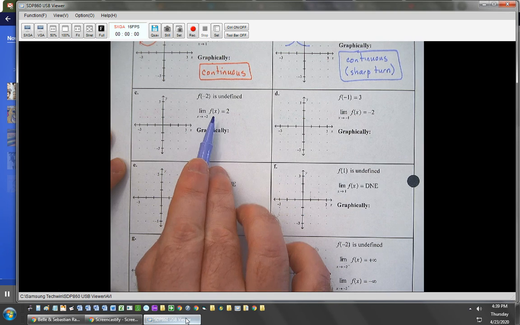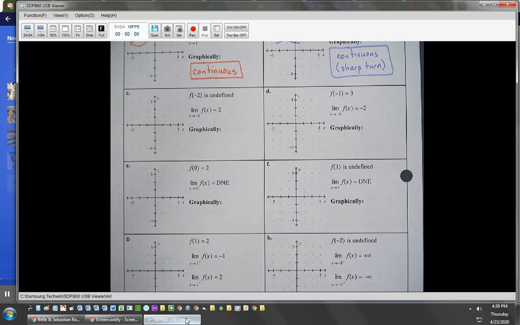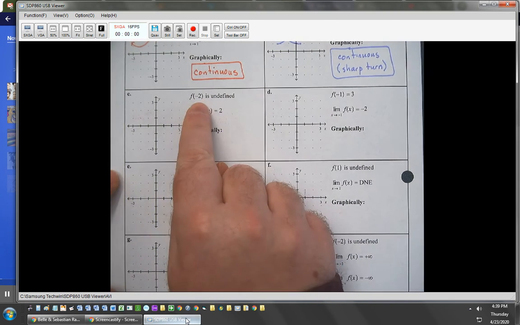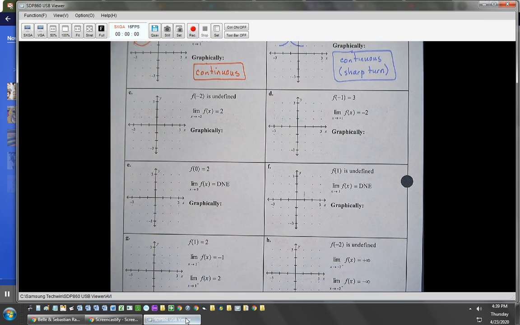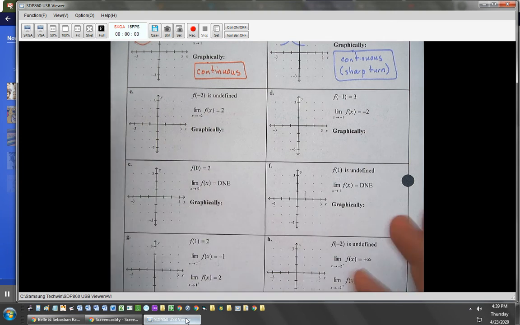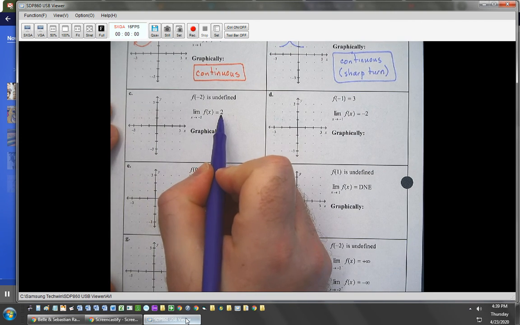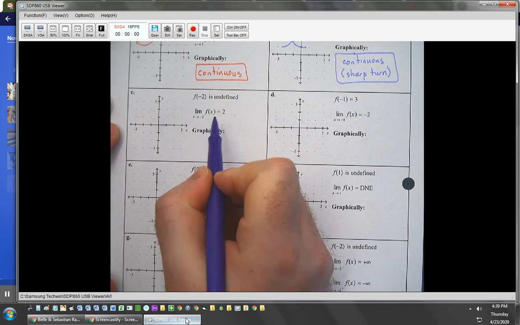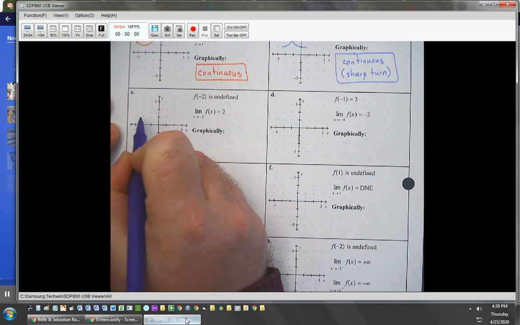I really recommend starting with the limit, because that's what the whole graph is doing. And then you can go back and decide if you have a point or not. So in this case, it says the limit exists. That means that my graph has to meet at -2, my graph has to meet at a height of 2. It intends to meet at a height of 2. So at -2, I'm going to go up to 2.